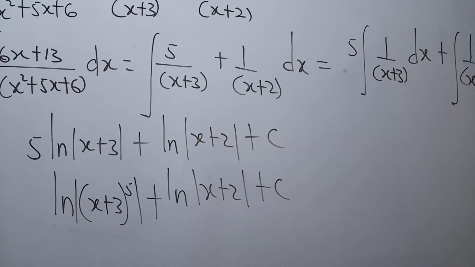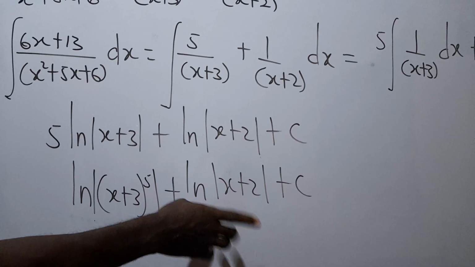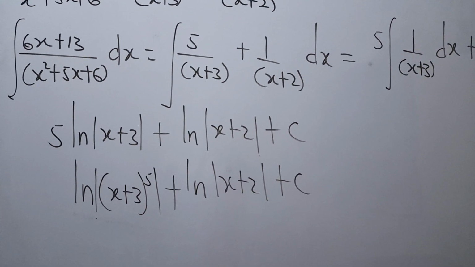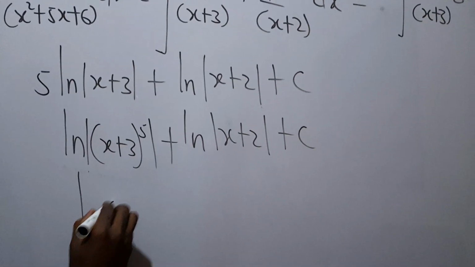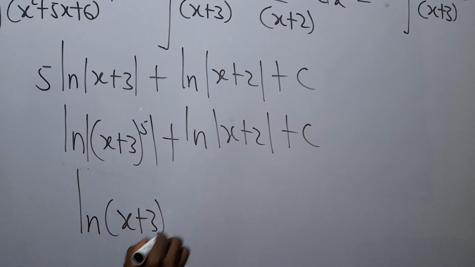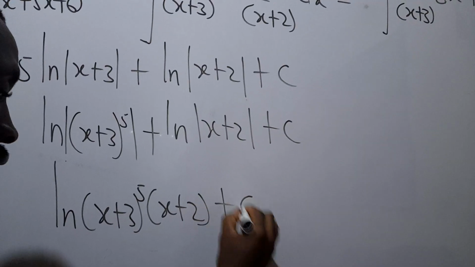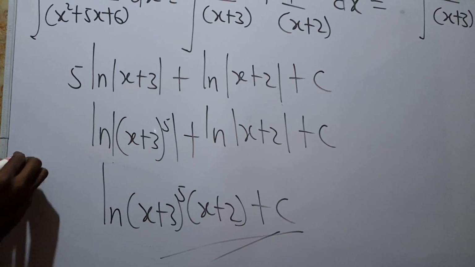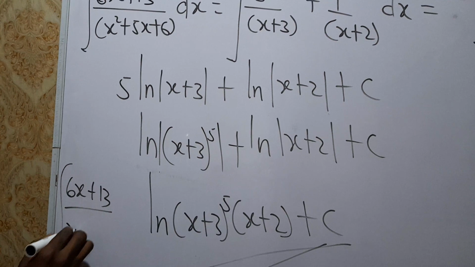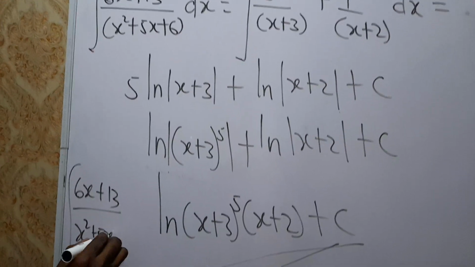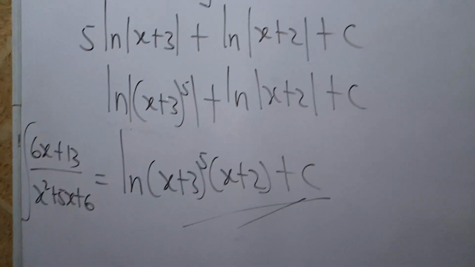Remember also, in the law of logarithm, when two logarithms are adding with the same base, we can multiply, and vice versa. So we can say this is ln of x plus 3 exponent 5 times x plus 2, plus our constant of integration. Therefore, the integral of 6x plus 13 all over x squared plus 5x plus 6 will be equal to this. I hope you get that.